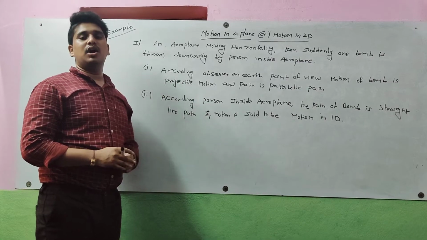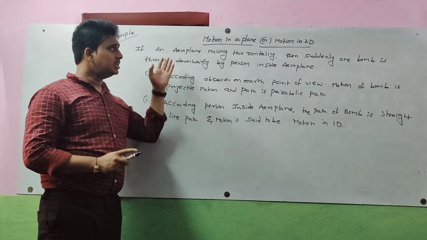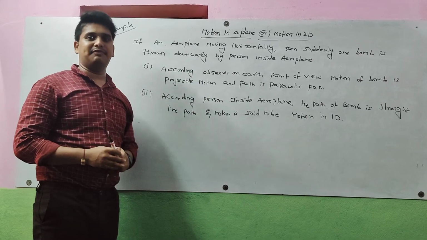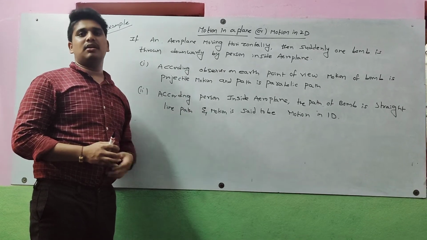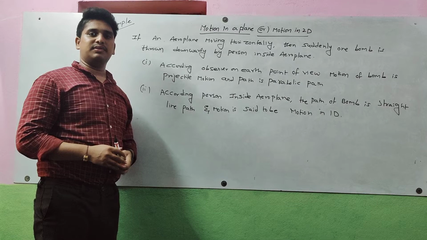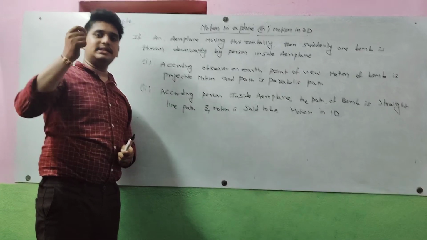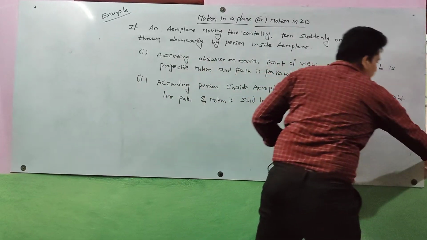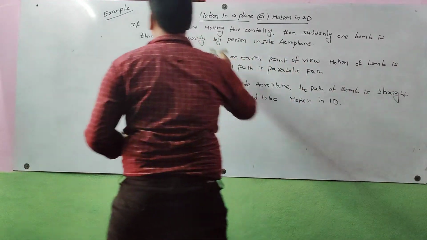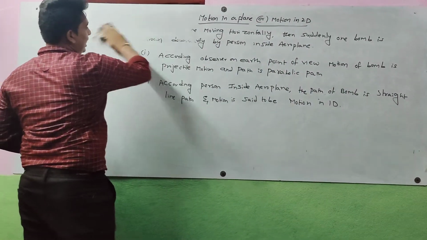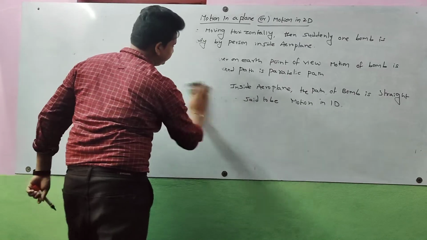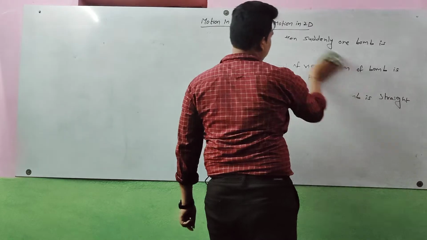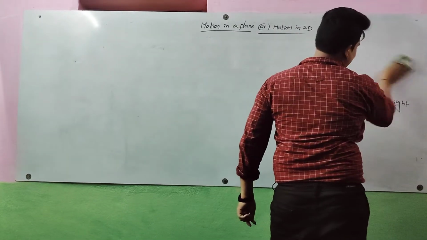Next we will discuss how many types this motion in a plane is classified into. After completing this classification, we will discuss each classification. So first of all, how many types is projectile motion classified into? There are two types of projectile motion.